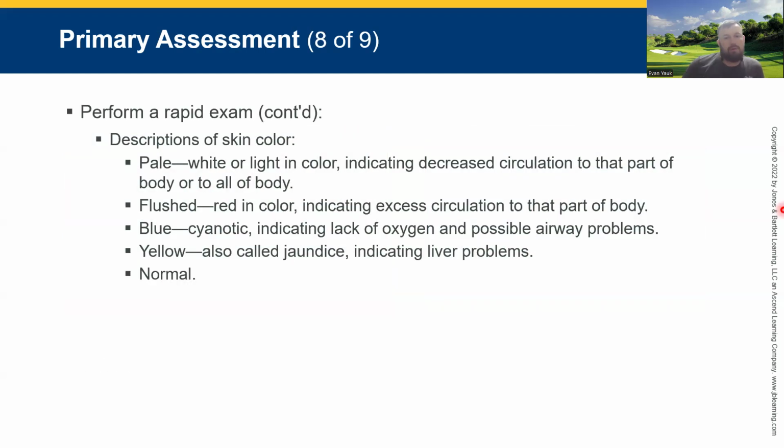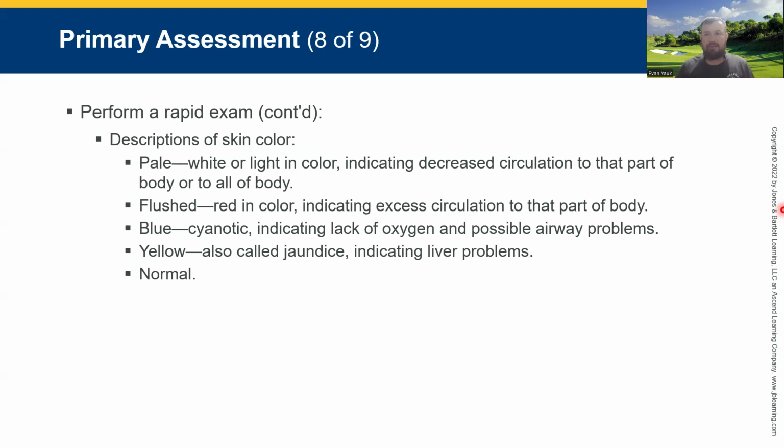So we want to perform that rapid exam. Description of the skin color: pale, white, or light in color indicates decreased circulation to that part of the body or to all of the body. So if we are pale, okay, we've got a lack of circulation.